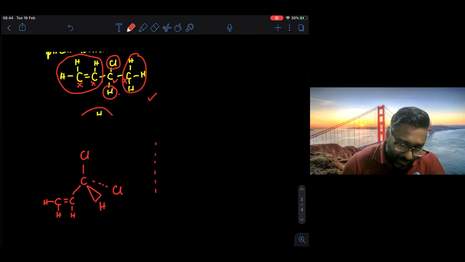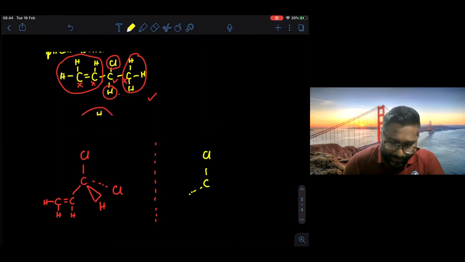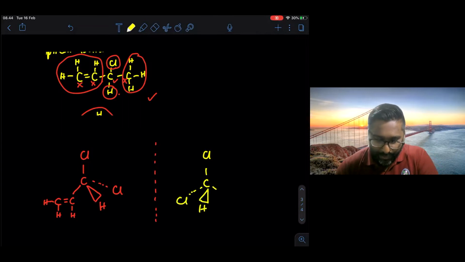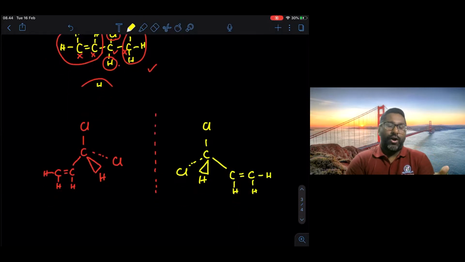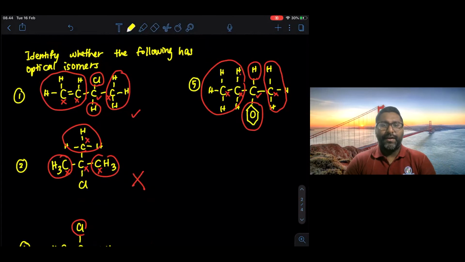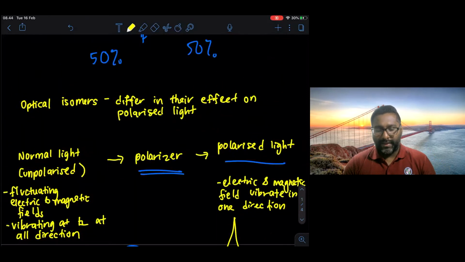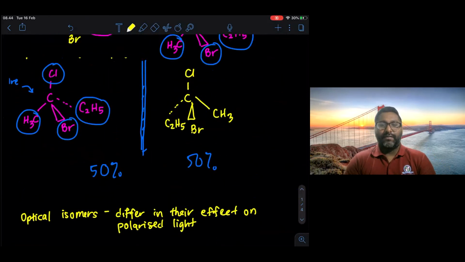So if I want to draw the mirror image of this, again, carbon, so I have Cl, dotted line, Cl, and then this one is going to be hydrogen, and this one is going to be C double bond C, so hydrogen, hydrogen, hydrogen. So this is how we draw the optical isomer. The concept over here is we need to make sure that we identify the chiral center, and we can conclude that they have optical isomer, and then what is left is just to draw them.